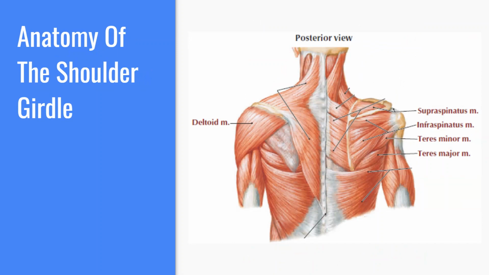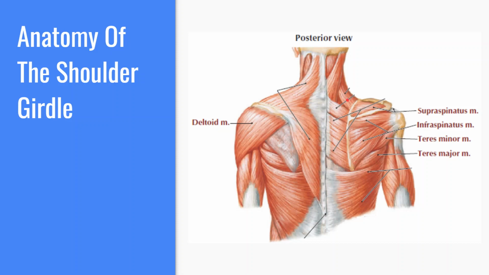So anatomy of the shoulder girdle. Right now we're taking a step back and we're looking at all the other muscle groups that attach in here. So here we have the posterior shoulder. We have all the musculature, supraspinatus, right? The infraspinatus, that teres minor, teres major, which is underneath here, which helps create internal rotation. And then you have your rhomboid muscles, which connect the spine to the shoulder blade.